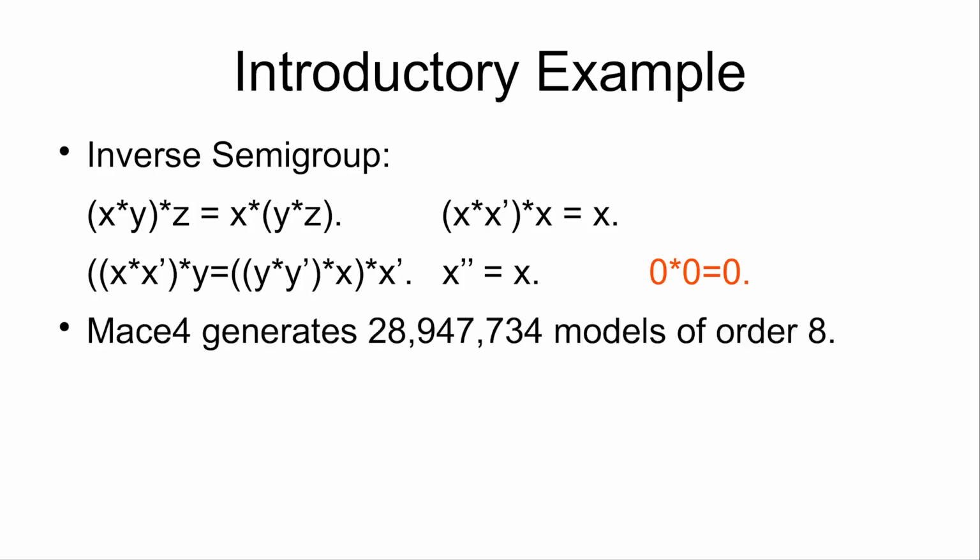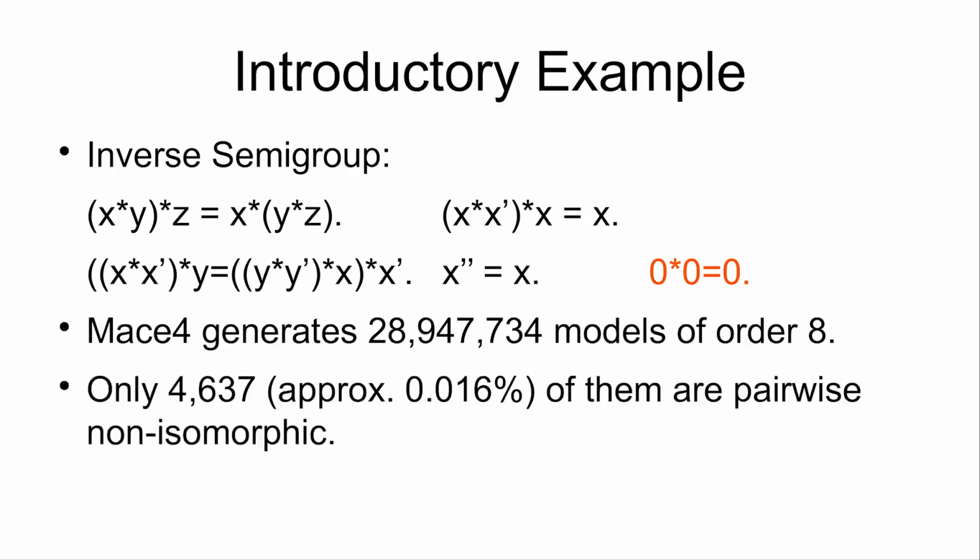For this simple algebra, Mace4 generates close to 29 million models, but less than 5,000 of them are pairwise non-isomorphic. We need to extract these 4,637 models out of 29 million models, a daunting task.